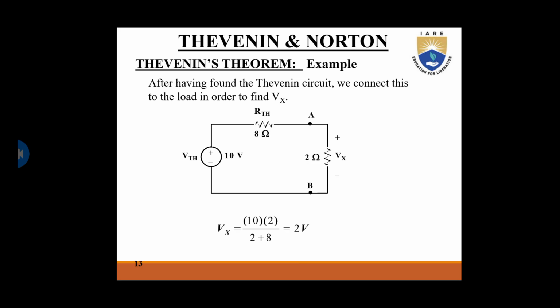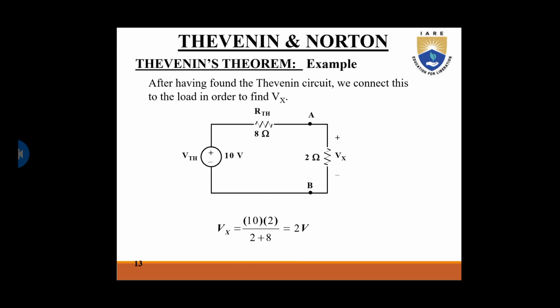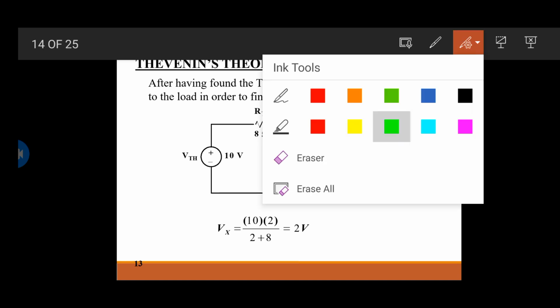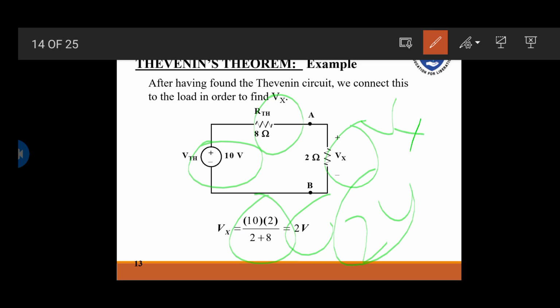After having found the Thevenin circuit, we connect this to the load in order to find the Vx. We replaced Vth, which we got earlier as 10, and Rth with 8, and now to find the Vx is equal to 10 into 2 divided by 2 plus 8, which gives 2 volts. Now we found the Vx with Thevenin's voltage as 2 volts.